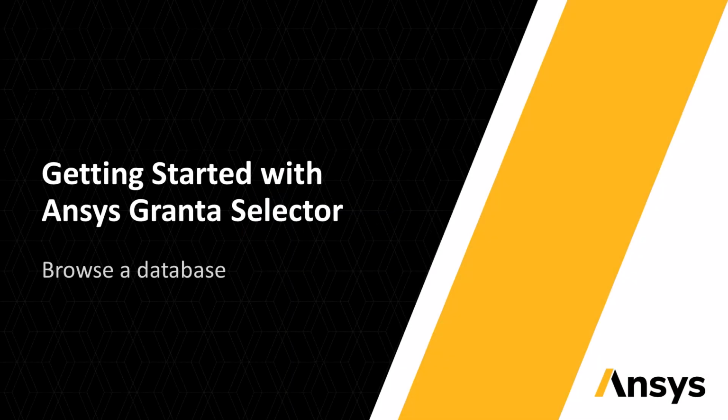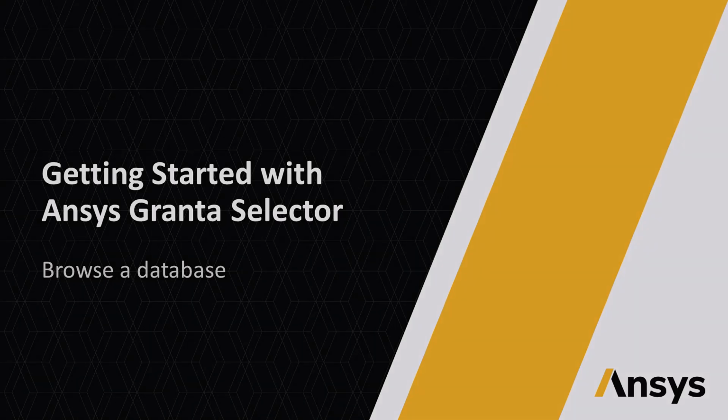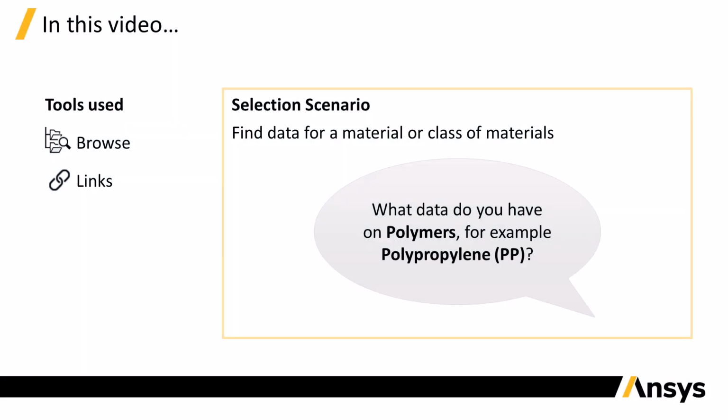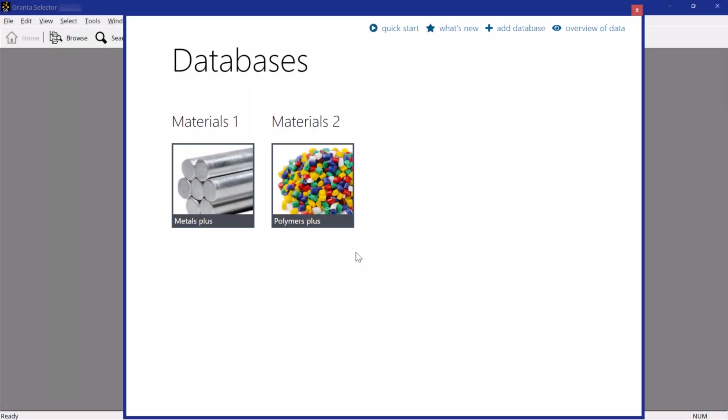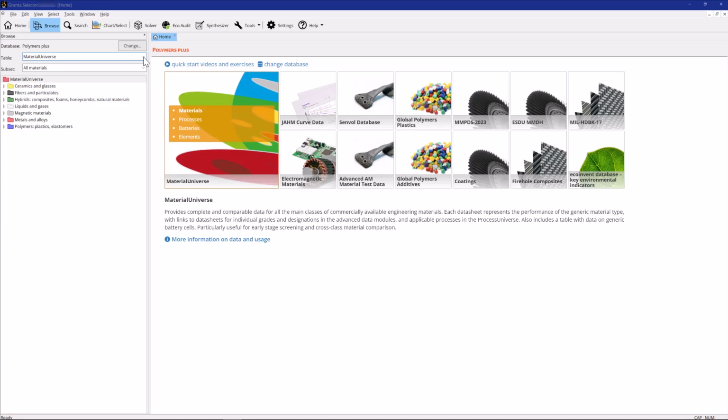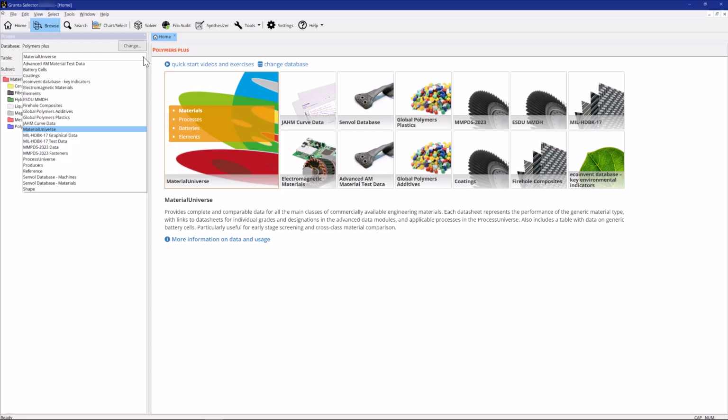In this video, you will learn how to browse for material data in Granta Selector. We will find data for the polymer polypropylene. In the Browse panel, select Material Universe.